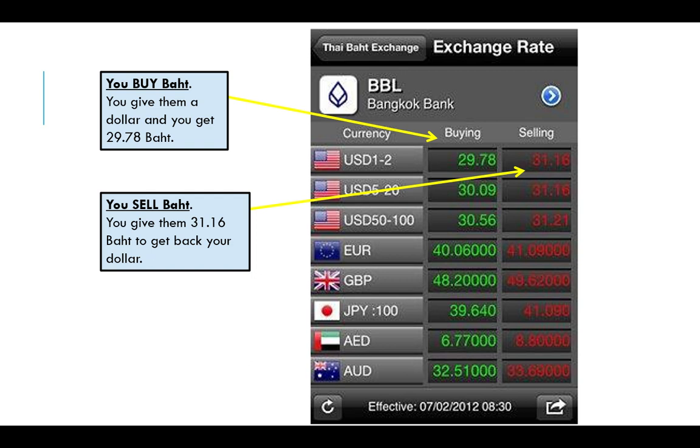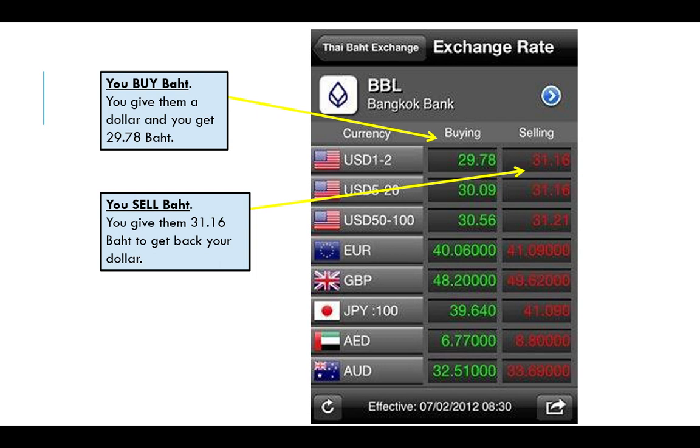All right. Now, there's a second rate, sell, or in this case it says selling. So if you're selling, remember, you're giving them baht back. Maybe I'm leaving Thailand. I'm not planning to come back again. So I'm going to give you my leftover baht. I want you to give me dollars back. That's the selling rate. They're going to charge you a different rate. Now notice the selling rate is 31.16.